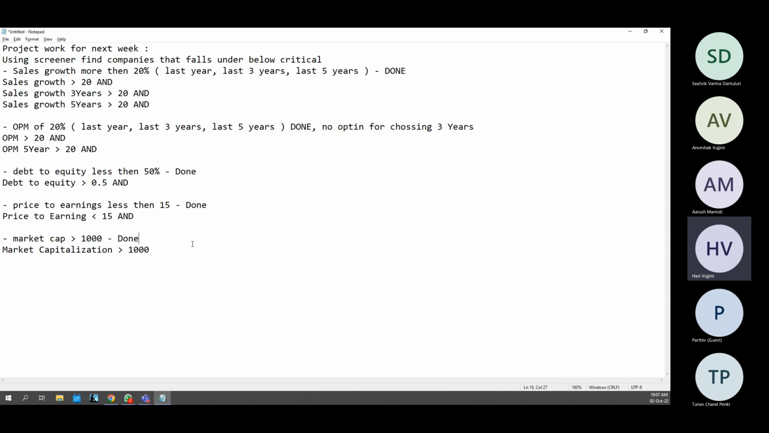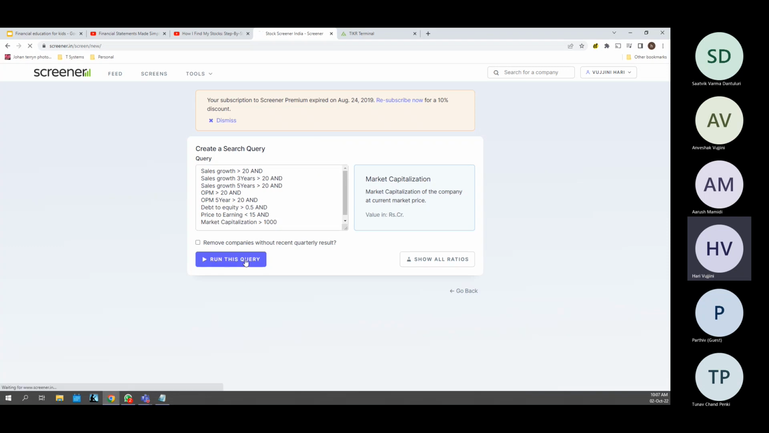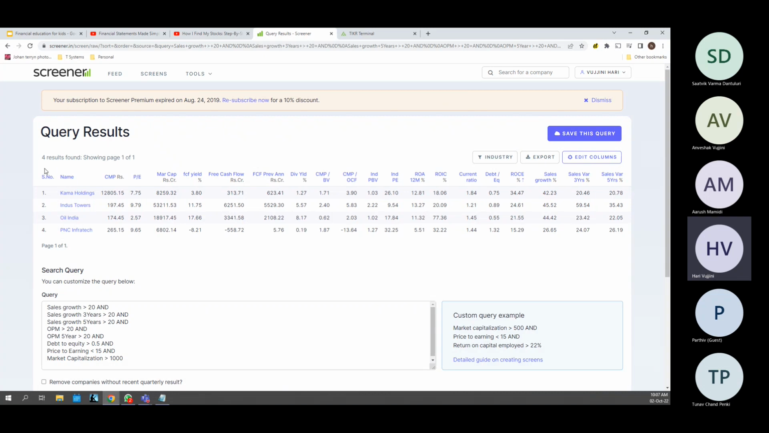So basically now let's run the query. We got 4 companies that are satisfying this criteria. So then you can see if it is still interesting for you to do further research on these companies. So we nailed down the list of companies from 3,500 that are listed in the Indian market to 4 companies.